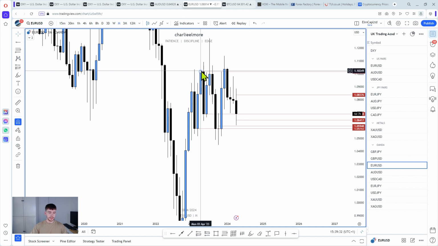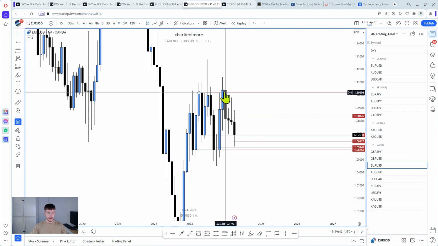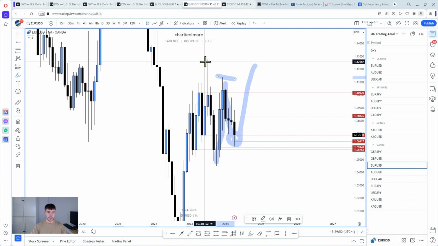This was printed in April 2023. Price wicked into it, filled this imbalance, comes back down, finds its feet, comes back up, closes above this. So this pullback here could just be a pullback to potentially take out that and that.